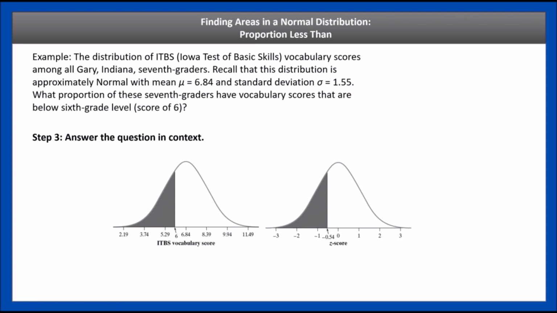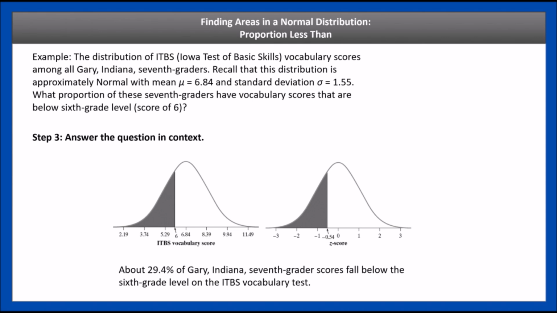All right, so now that we finished doing it on the calculator, now we're going to answer the question in context. That's step 3. So now we're going to answer with the area that we got before, which was 29.46%. So we're going to say about 29.4% of Gary, Indiana 7th graders' scores fall below the 6th grade level on the ITBS vocab test. So this is answering in complete context.